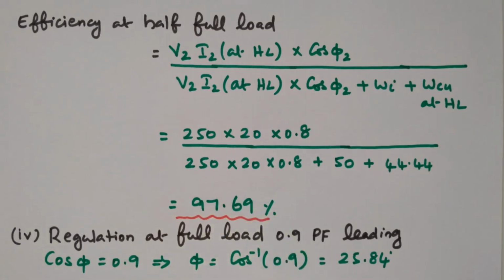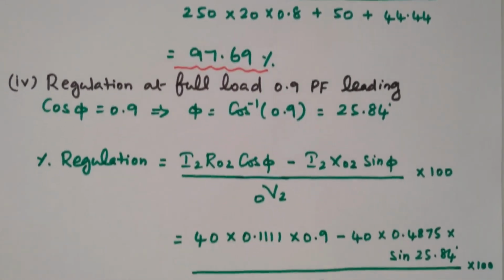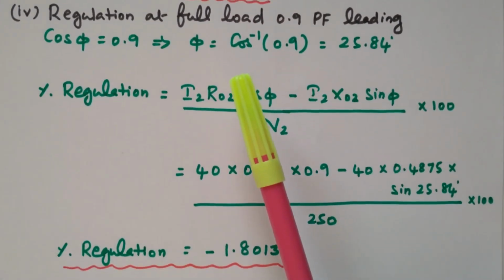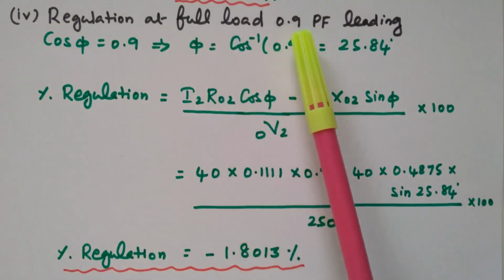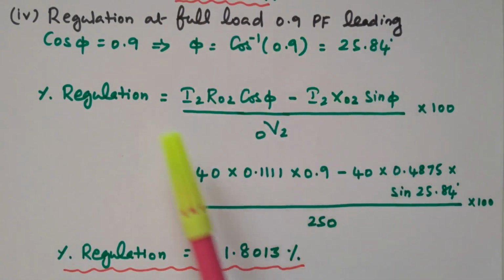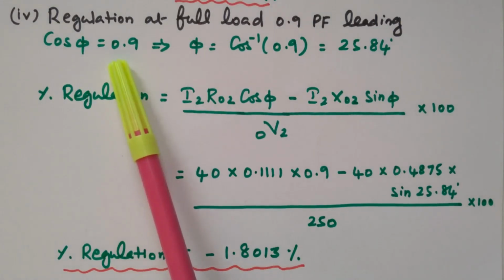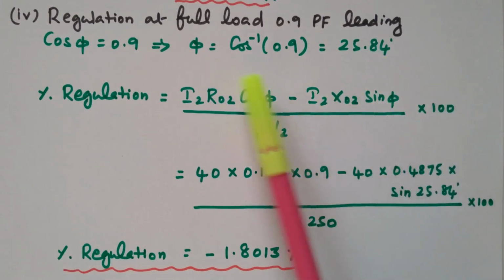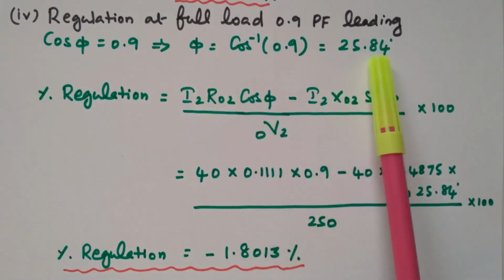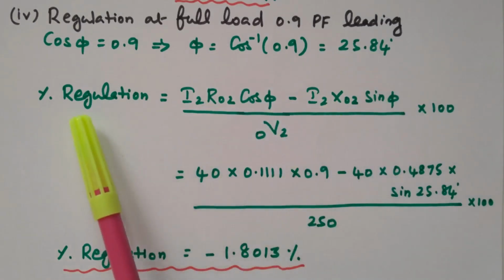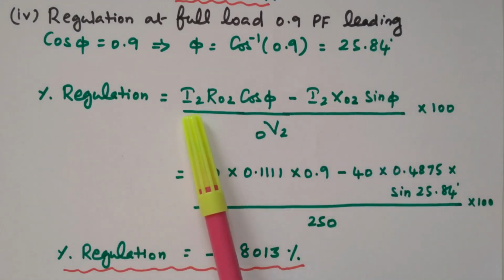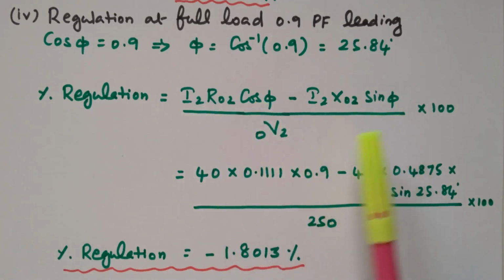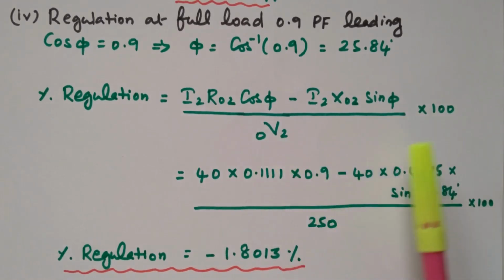Now we'll go to the fourth question: regulation at full load, 0.9 power factor leading. So cos phi equals 0.9, so phi equals cos inverse 0.9, which is 25.84. The angle phi is 25.84. The regulation formula is percentage regulation equals I2 R02 cos phi minus I2 X02 sin phi, divided by no load voltage, into 100.